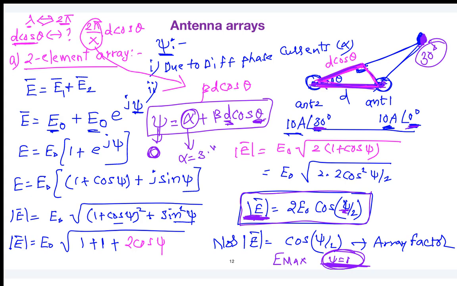Now what you have to do, for the first antenna, you supply 10 ampere current with a 0 degrees phase shift. And for the second antenna, you supply the same current with a 30 degrees phase shift. Ultimately, your electric field is going to be maximum at 30 degrees based upon this combination. Is it clear? Anything needs to be explained? You can ask me any questions if you have.